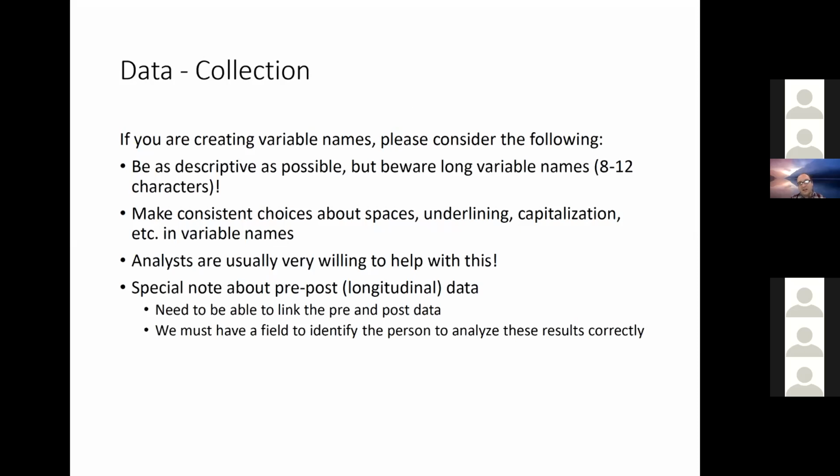So data collection. If you're creating the variable names, be descriptive, but you don't want to have excessively long names. And this is something that your data analyst or a data manager can help with. And if you have pre-post or longitudinal data collected over time, it's important that we have a variable or a field to link people pre and post. Because if you just have pre and post data and no indicator of who was who, then that essentially becomes a two-sample t-test, where what you really want is a paired t-test, because that's going to be more efficient. So it's really crucial to account for the individual people in the study, and link them with some sort of ID variable.